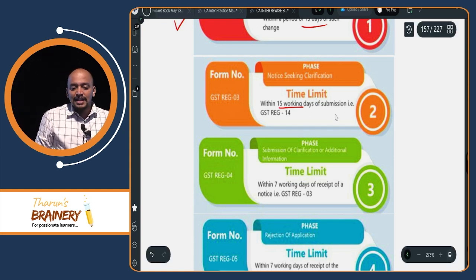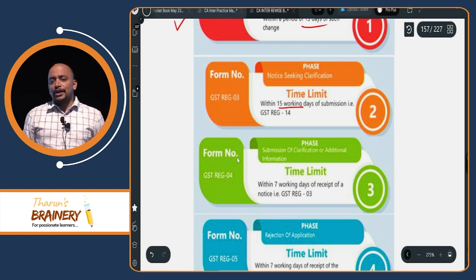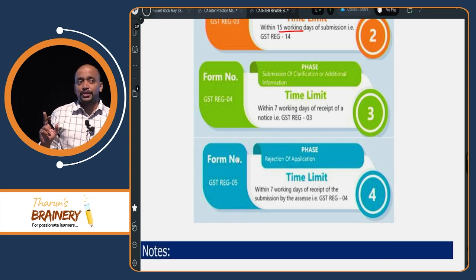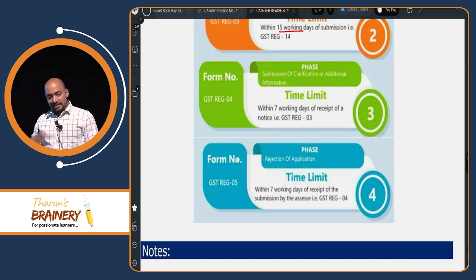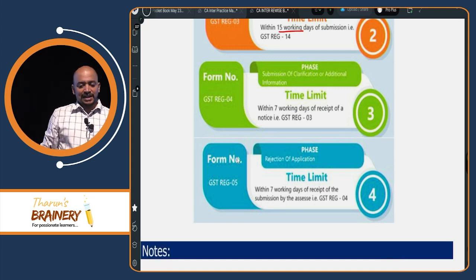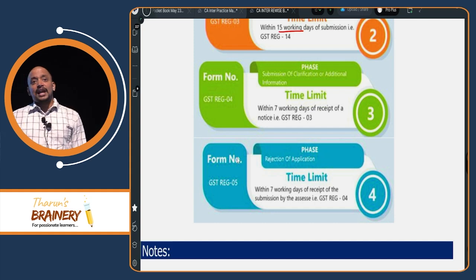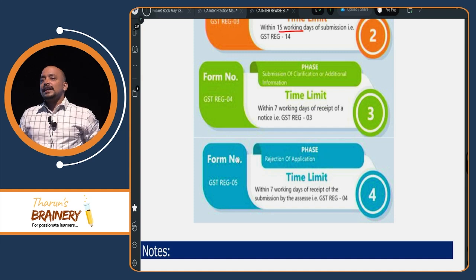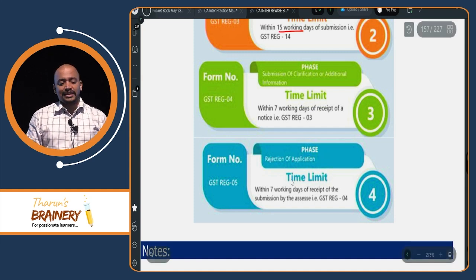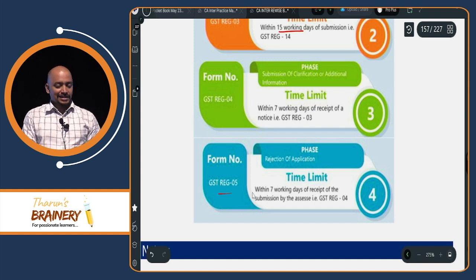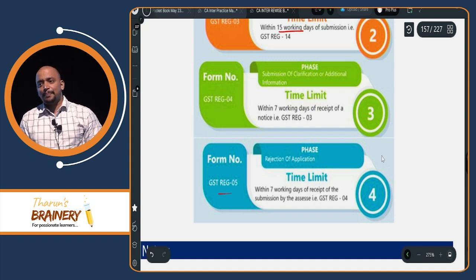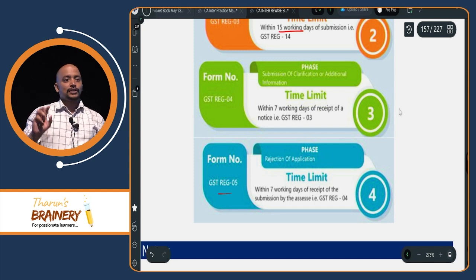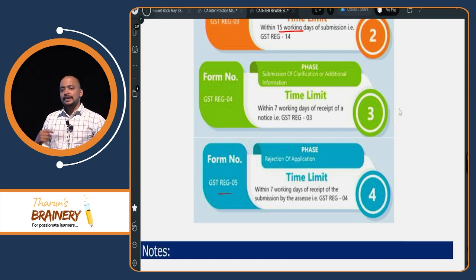15 working days. And after notice, in REG 3, we need to give reply. Usually what is the time limit within which we need to give reply? 7 working days. So we need to give reply within 7 working days, and thereafter, they will take 7 working days either to pass an order or reject the application. If they are not rejecting, they will pass the order. Understood? So what are the 3 time limits we need to remember?